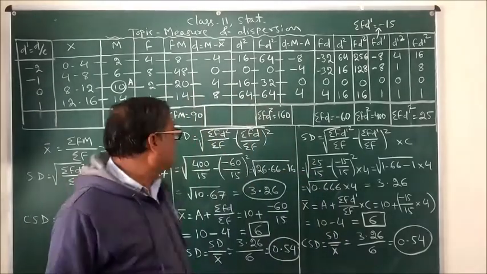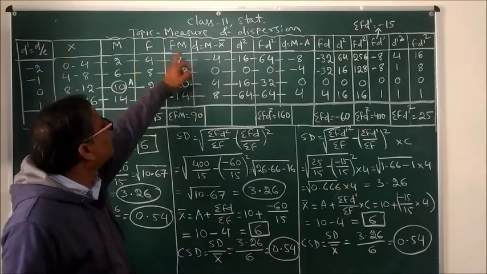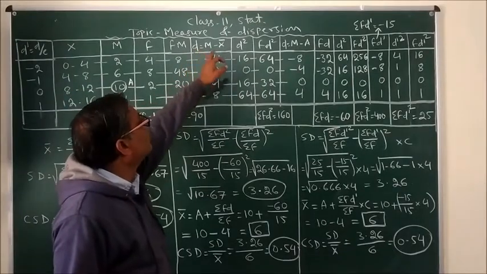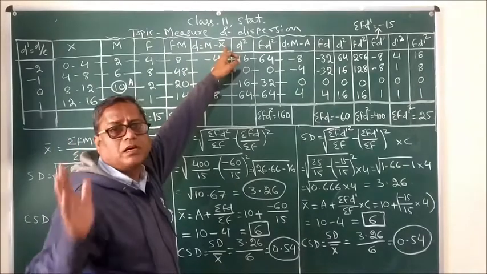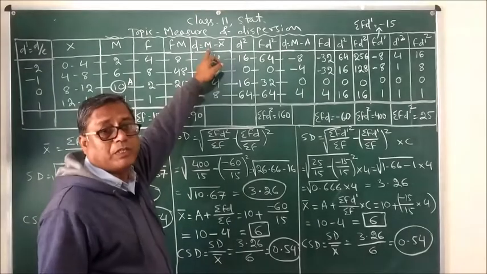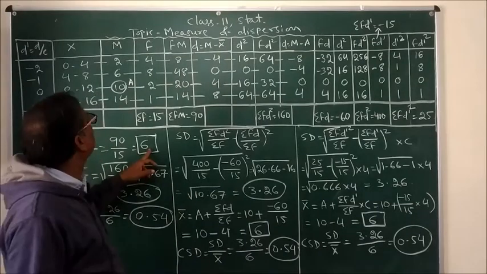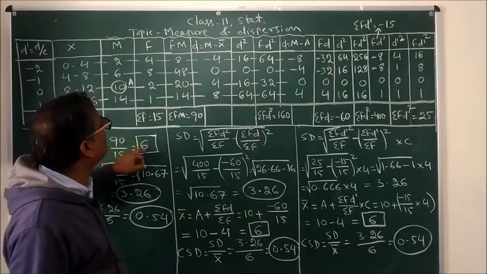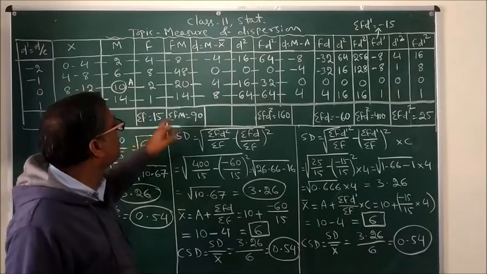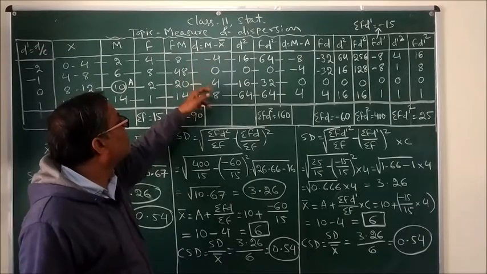So we need to first find fd, that is frequency into deviation. And how to find deviation? Here we are going to find the deviation from x bar, the arithmetic mean, how much difference there is between the mid value and the x bar. Here x bar is 6. So first mid value 2 minus 6 equal to minus 4, then 6 minus 6 equal to 0, and 10 minus 6 equal to 4, then 14 minus 6 equal to 8. In this way we found the column d.